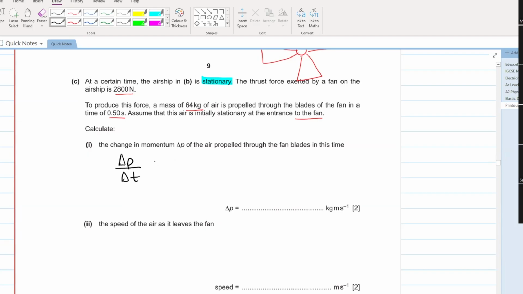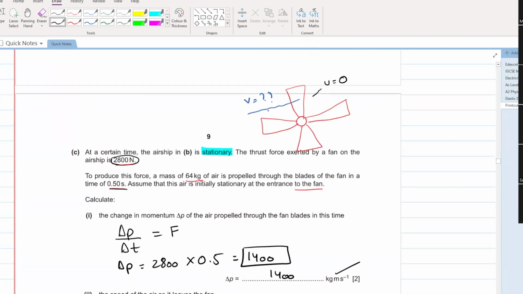However, if I have paid attention in the class, I wouldn't face trouble. Change in momentum over change in time is equal to force. Are you given the force 28,000? Are you given the change in time 0.5? Can you calculate the change in momentum? जी बिल्कुल. 28,000 into the change in time, that is 0.5. The change in momentum comes out to be 1400 kg ms minus 1. Now you have to calculate the speed of the air as it leaves the fan. बेटा ये speed of the air v निकालनी है. How will you do that?